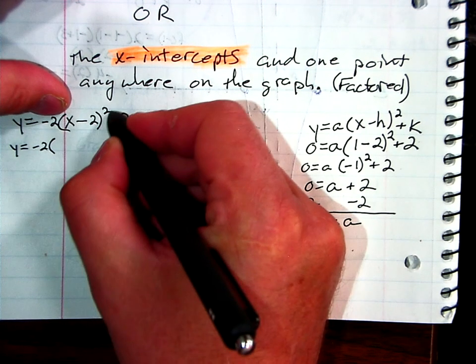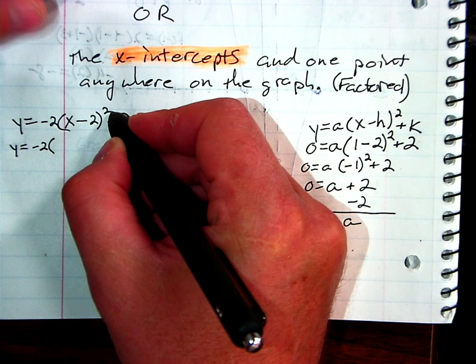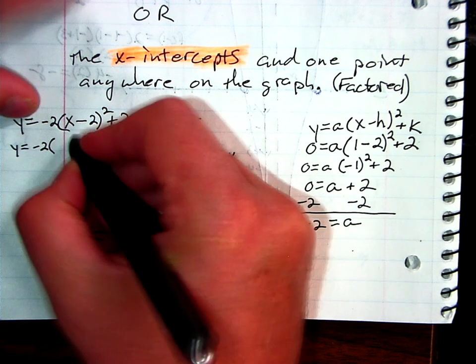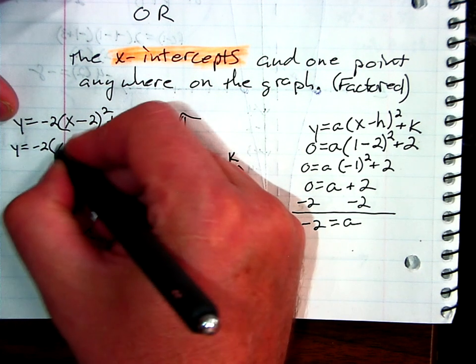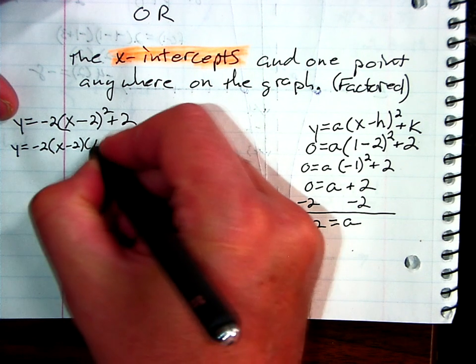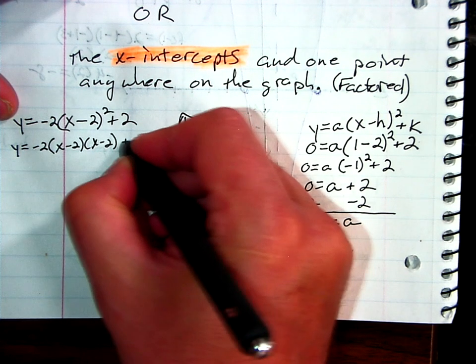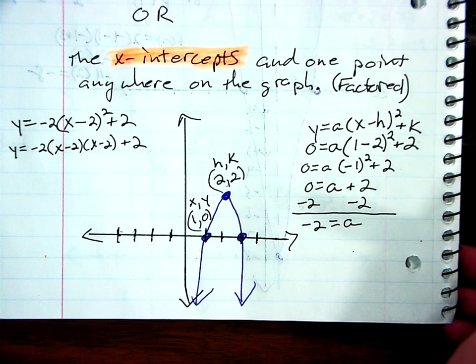What does x minus 2 squared mean? I take the x minus 2 and write it twice. Good job. X minus 2, x minus 2. I know it's exasperating, but you'll survive.